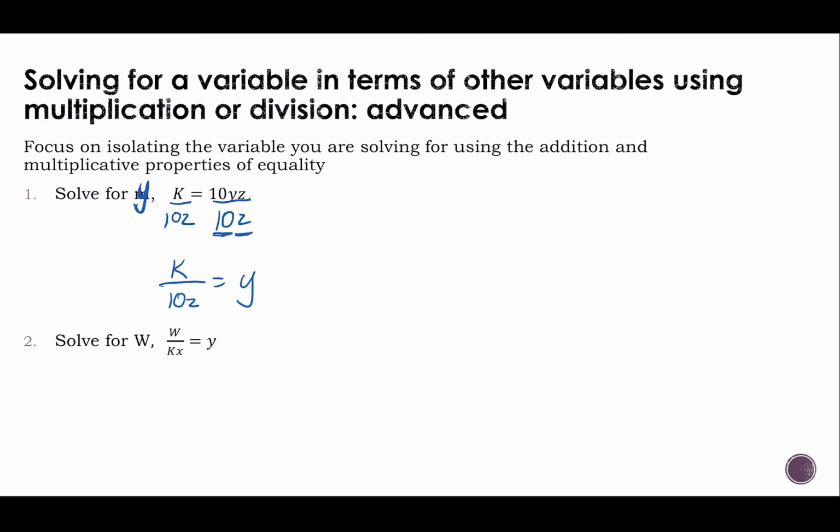Okay, for problem 2, we need to solve for w. I have w over kx equals y. So I'm going to need to multiply by kx to get that kx out of my denominator. And I have to do that to the other side as well. What I do to one side, I have to do to the other. So that would give me w is kxy.